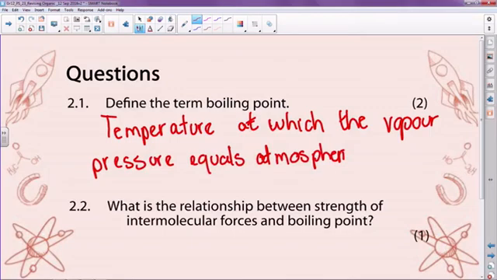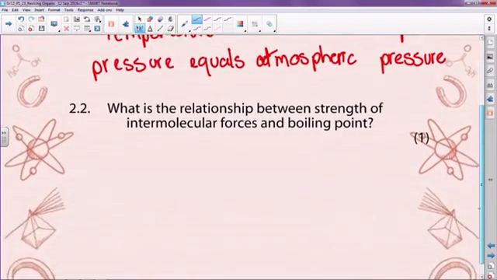That's actually quite important because water boils on Mount Everest at significantly lower than 100 degrees, because the atmospheric pressure is so low that the water starts to boil really, really quickly. I don't even think it's 10 degrees and it starts to boil, because the vapor pressure equals the atmospheric pressure really, really quickly. All right, that's the first thing. Now, they ask you, what is the relationship between strength of intermolecular forces and boiling point?